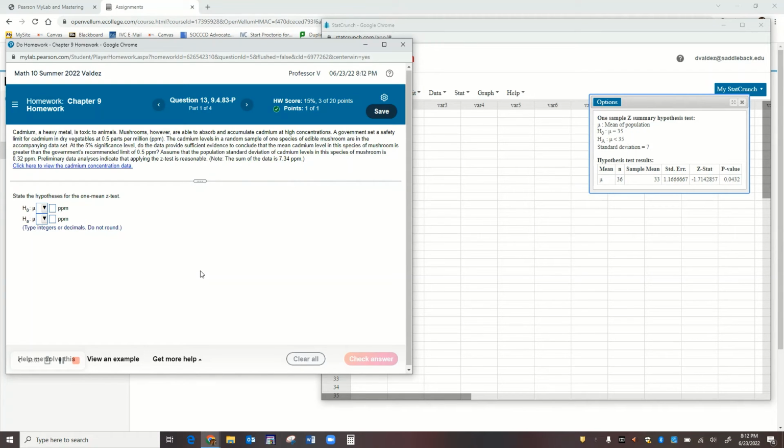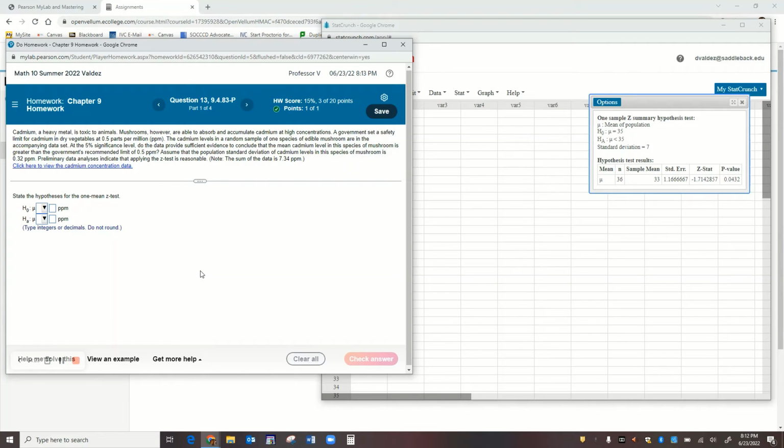Do the data provide sufficient evidence to conclude that the mean cadmium level in this species of mushroom is, pay attention, greater than the government's recommended limit of 0.5 parts per million? Assume that the population standard deviation of cadmium levels in this species of mushrooms is 0.32 parts per million. That's super important that we include that, okay? The population standard deviation. Preliminary data analyses indicate applying the z-test is reasonable. So basically, you don't have to stress, pick z-test and carry on with your life worry-free.